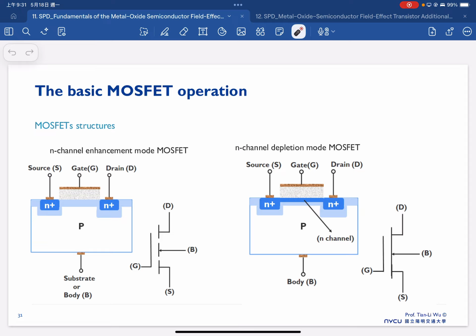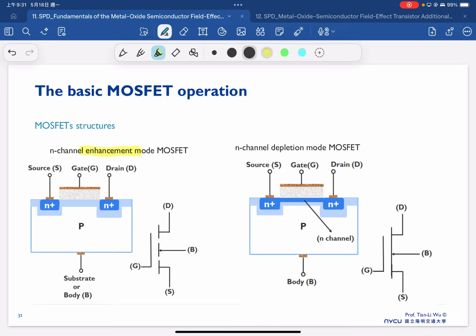Okay, so today we will start to talk about the transistor, which will be the MOSFET, especially focusing on the operation of the MOSFET. When we talk about the MOSFET, we can consider different operation based on the difference in the substrate and also the channel design. First of all, we will talk about the N-channel enhancement mode MOSFET.